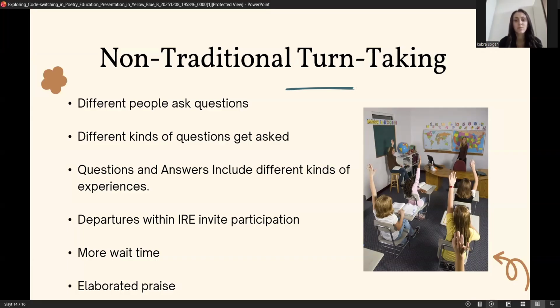So unpredictable contributions welcome. Departures within IRE invite participation. Also more wait time. It means better thinking. Elaborated praise. Students ask questions, not just answer them.